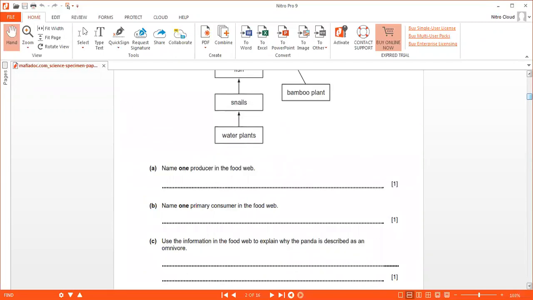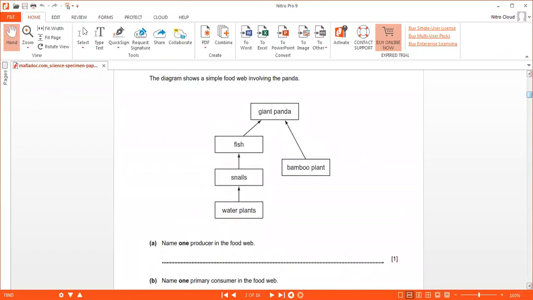C. Use the information in the food web to explain why the panda is described as an omnivore. Omnivore means that it eats both plant and meat. So it's an omnivore because the panda eats both animals and plants. It eats both bamboo plant and fish.